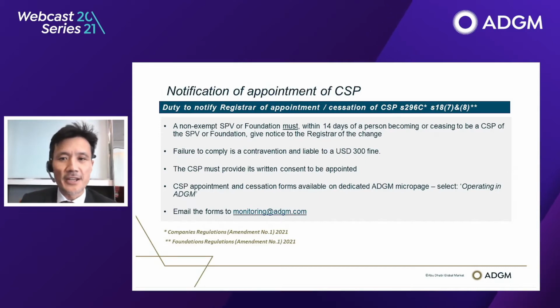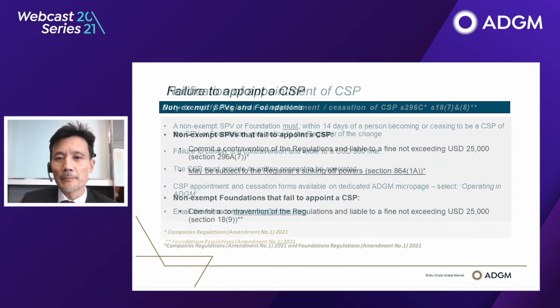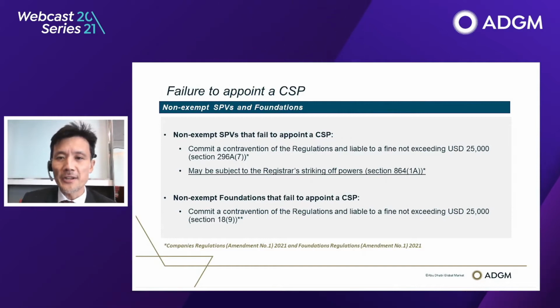CSP appointment and cessation forms are available on the dedicated ADGM micropage, and you select Operating in ADGM. You email these forms to the email address monitoring@adgm.com.